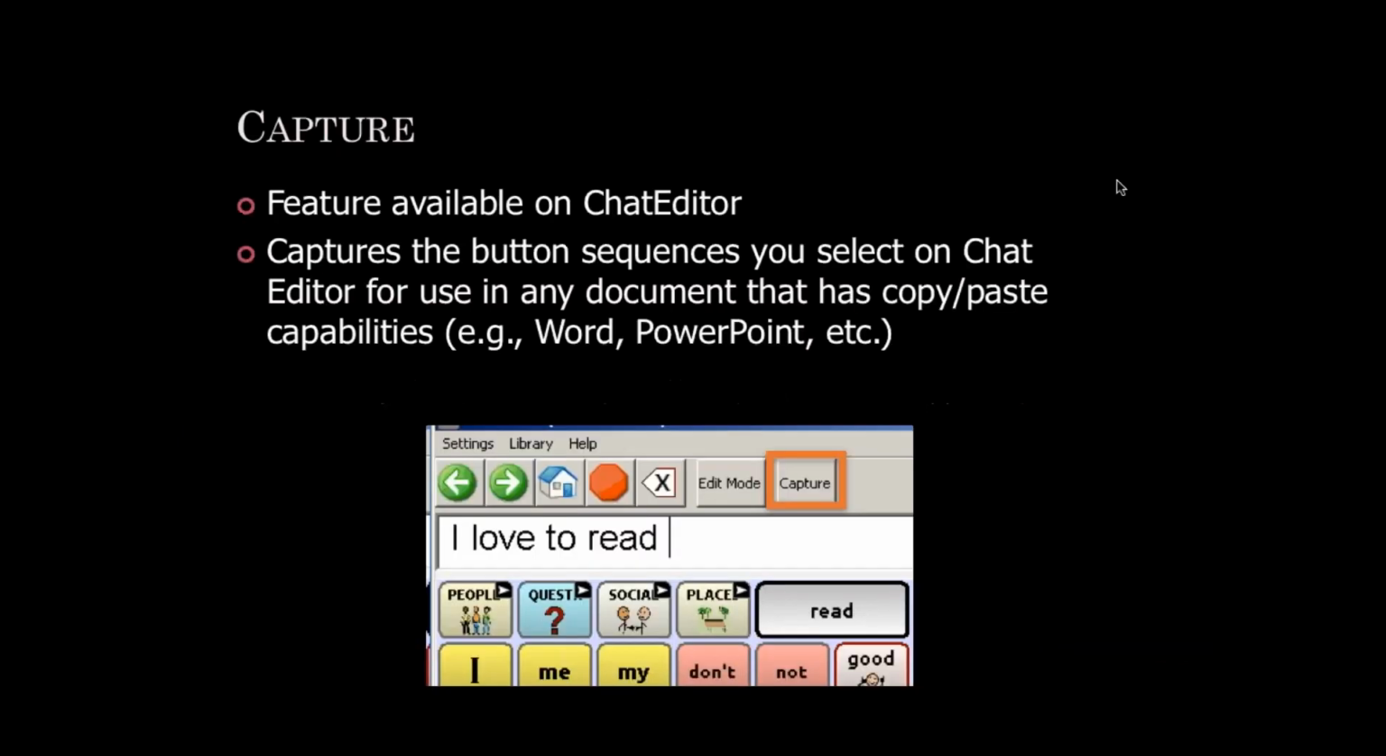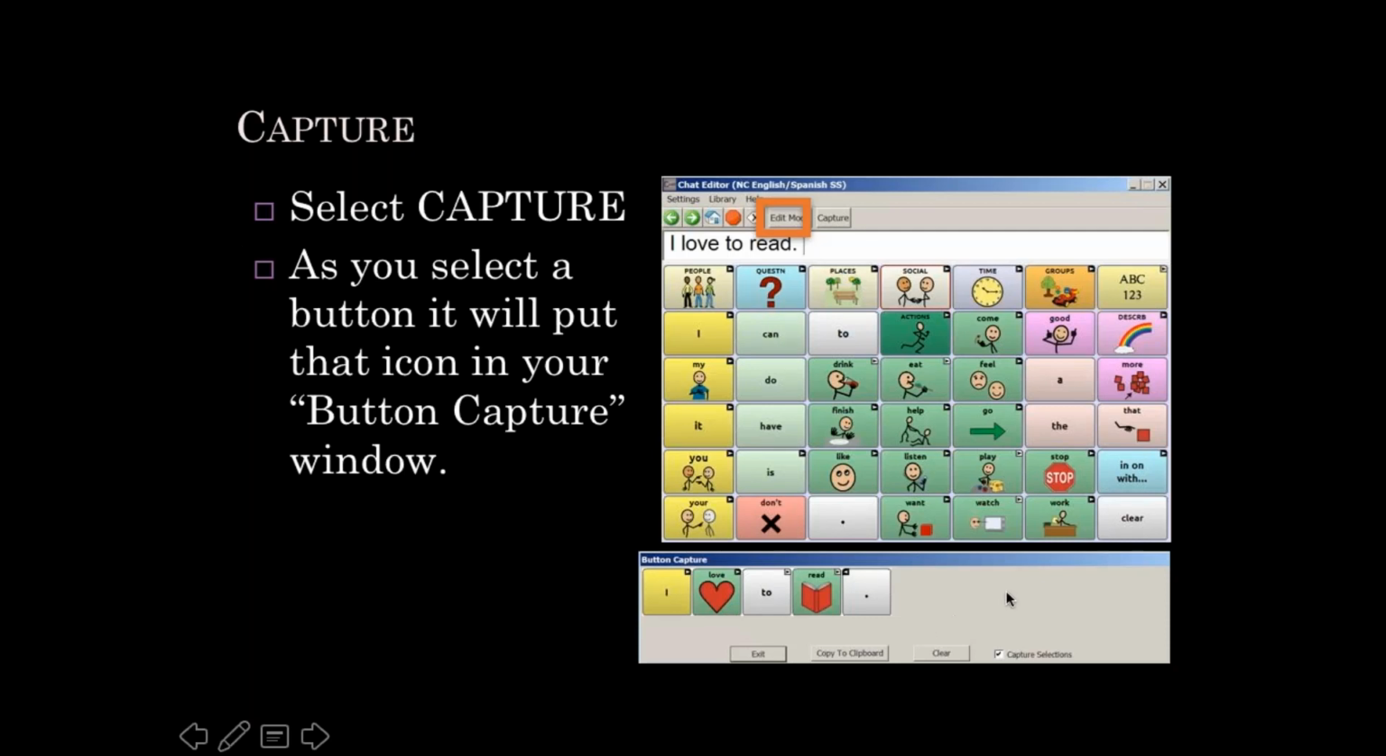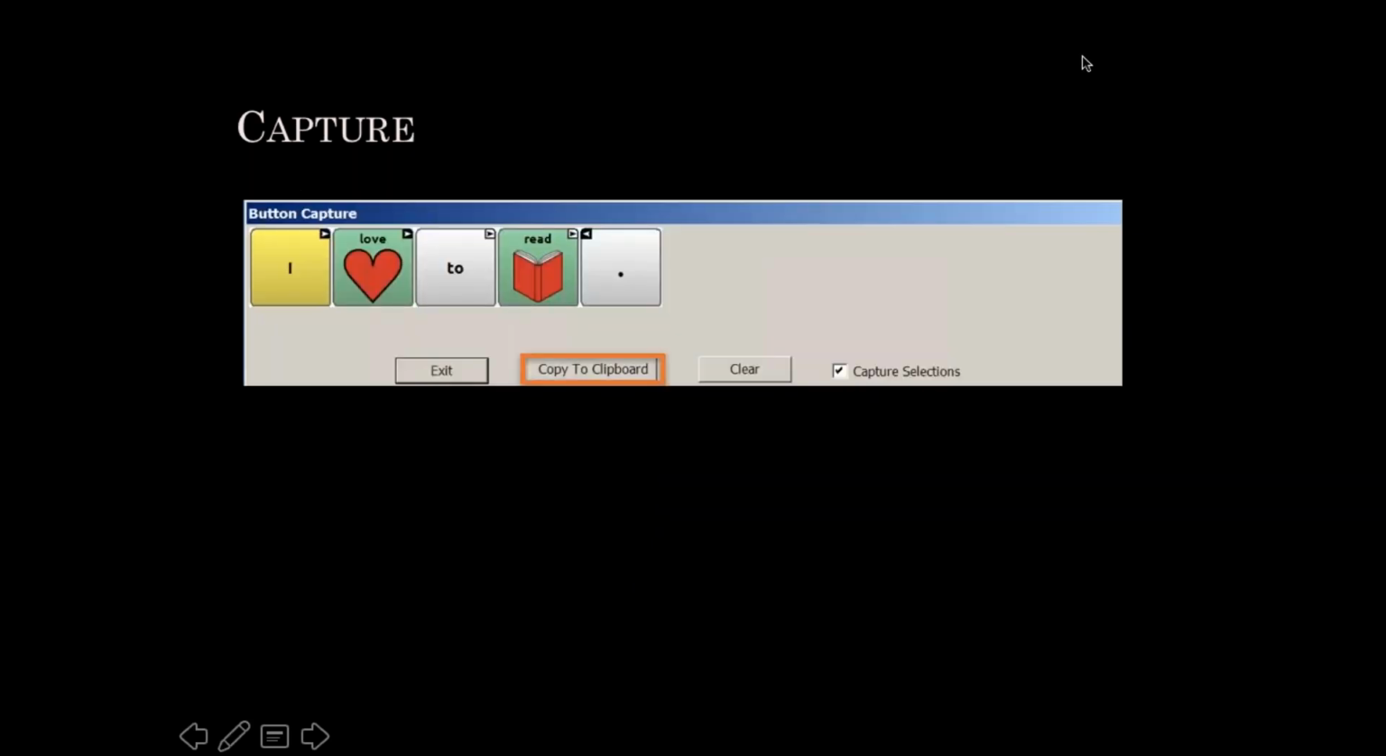And so the capture feature looks like this. When you load it onto your PC, the icon sits on your desktop, and you open it up, and there's this capture button here circled in red. When you click on that, it opens a box on the bottom, and whatever you type into that vocabulary file, it puts the symbol below. And then you can do copy to clipboard right there.